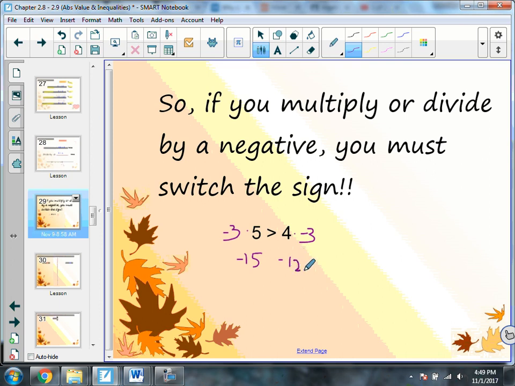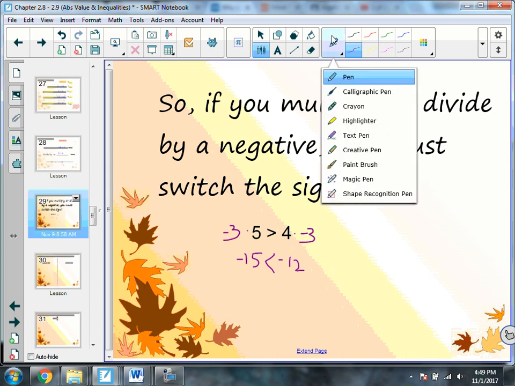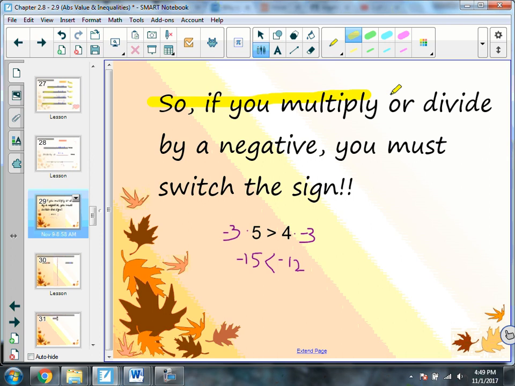Well, we know negative 15 is not greater than negative 12. So we have to flip the sign. Negative 15 is less than negative 12. So this is where this rule comes into play. If you multiply or divide by a negative, you must switch the sign. Notice when I multiplied by negative 3, I had to switch the sign. Because while 5 is greater than 4, negative 15 is not greater than negative 12. Negative 15 is less than negative 12. So I had to switch the sign from a greater than to a less than.